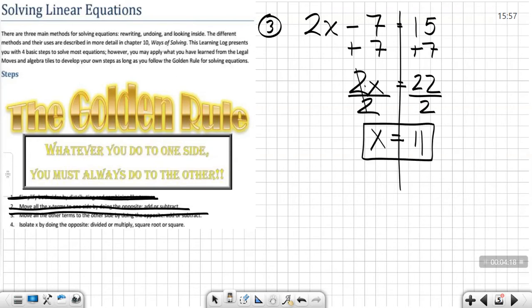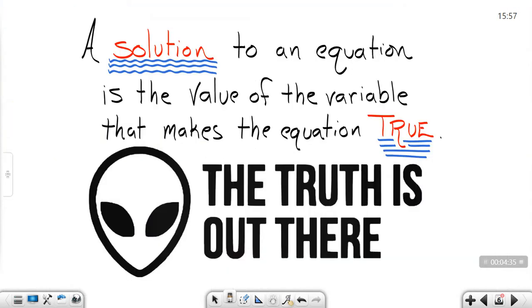And again, is that my solution? Well, you can always check it. Use your calculator if you want to, but let's plug it back in and check. All right, 2 times 11 is 22, minus 7 is 15, and 15 equals 15, and therefore 11 is the solution to this equation because 11 is the value of the variable that makes the equation true.